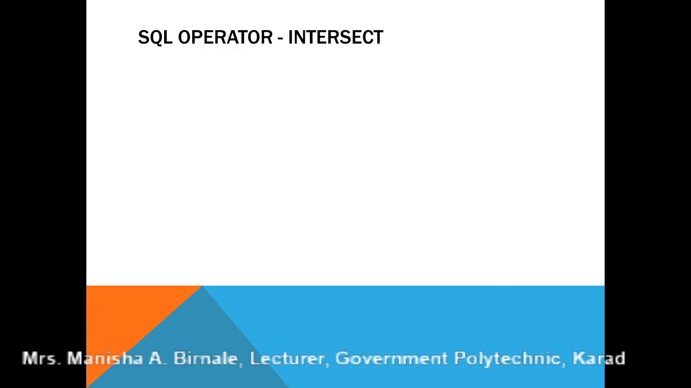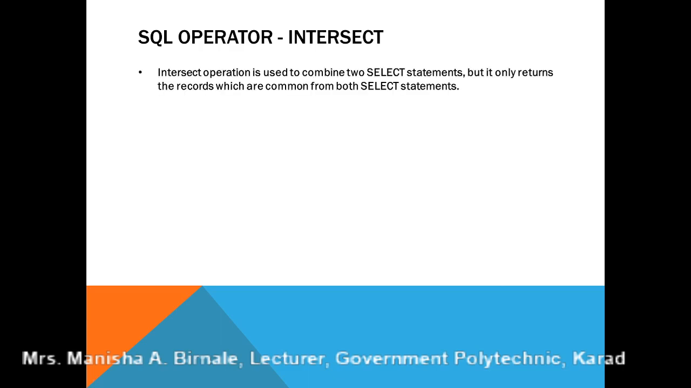Next SQL operator is intersect. The intersect operation is used to combine two select statements, but it only returns the records which are common to both select statements. So here the intersect operation will return the rows which are common in both select statements. In the case of intersect, the number of columns and data types must be the same, just like union.